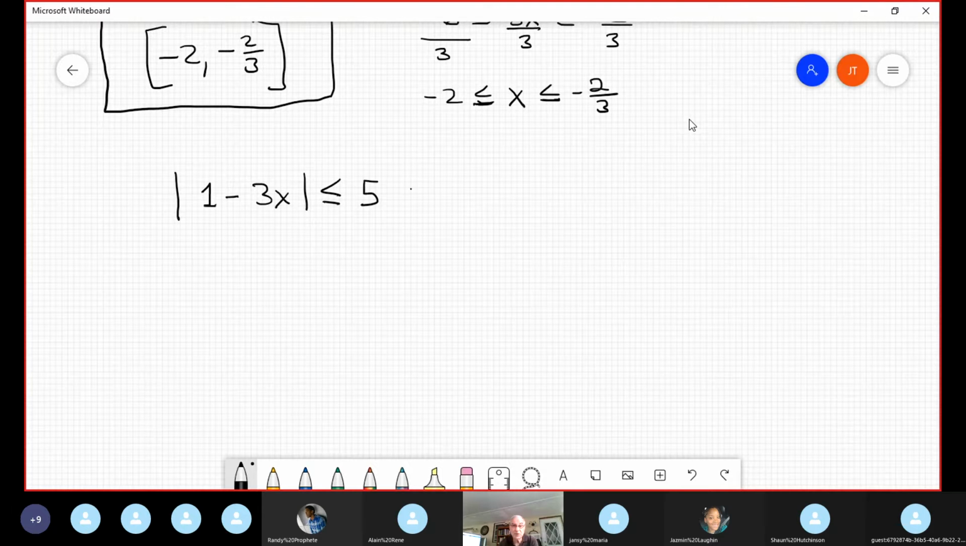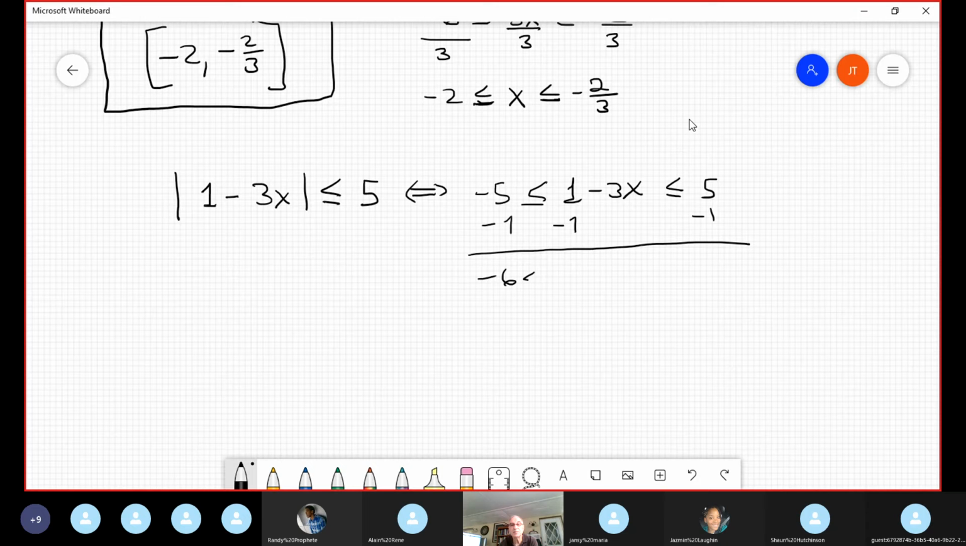Okay. So, this is equivalent. I copy the expression, which is 1 minus 3x. It's in between 5 and negative 5. Okay? Now you subtract 1, because my goal is to solve for x. This is a negative 6. This cancels out. This is minus 3x. And this is 4, no? Positive 4. And that's it.